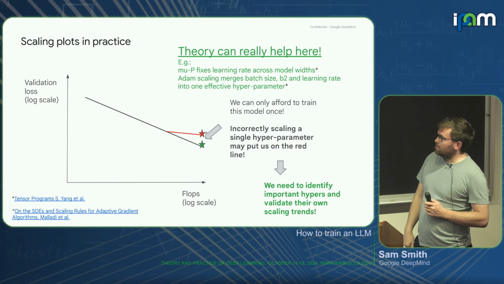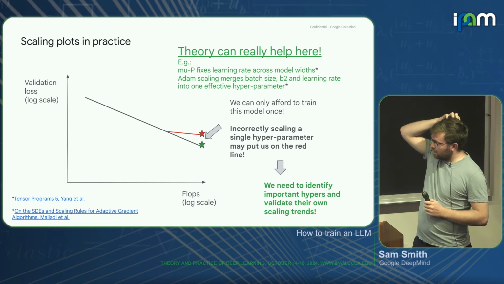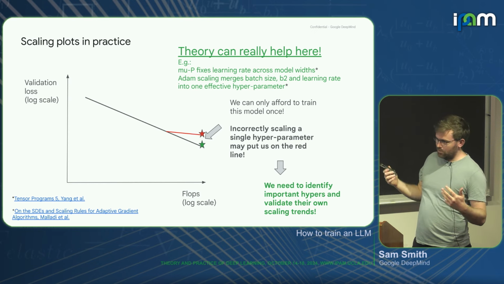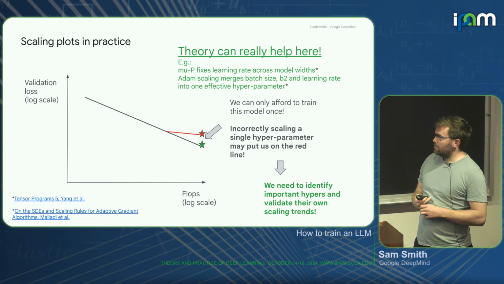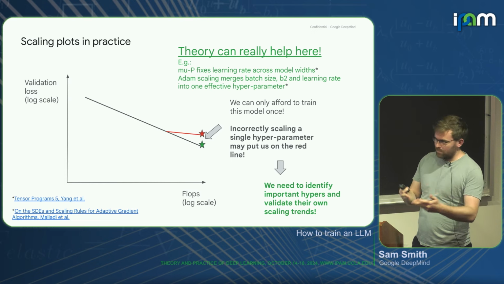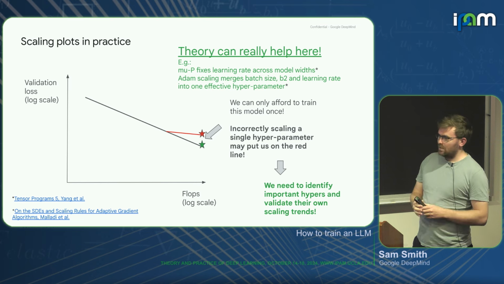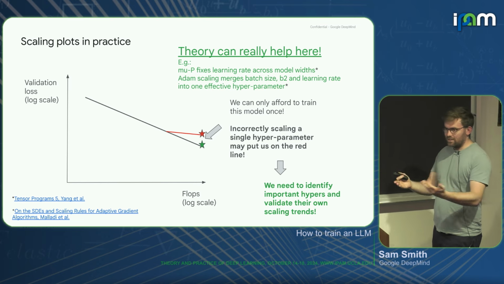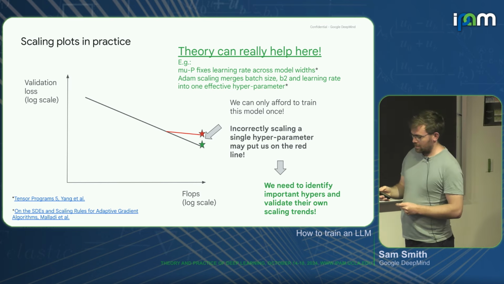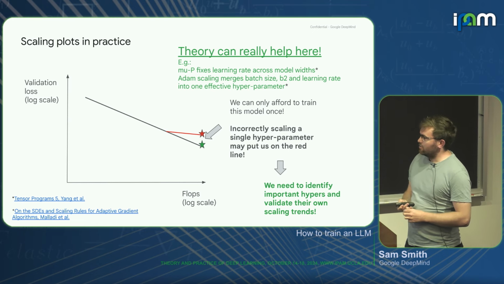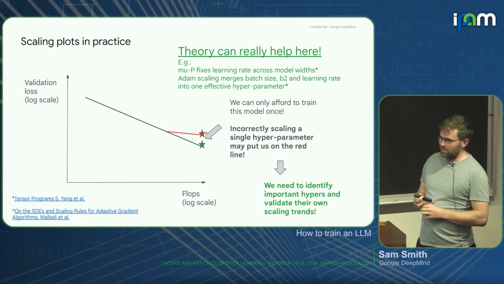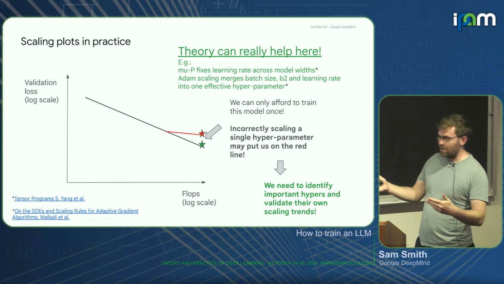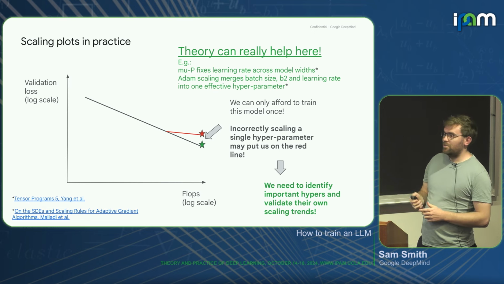A nice example that's less well known is this paper by Sadiqa Maladi on figuring out the scaling rules of Adam, which figures out the relationship between batch size, learning rate, and beta 2, so that you can merge them into a single key hyperparameter that you have to tune. So these theoretical results that tell you how different hyperparameters relate, which ones will be important and how they'll scale, are super valuable.